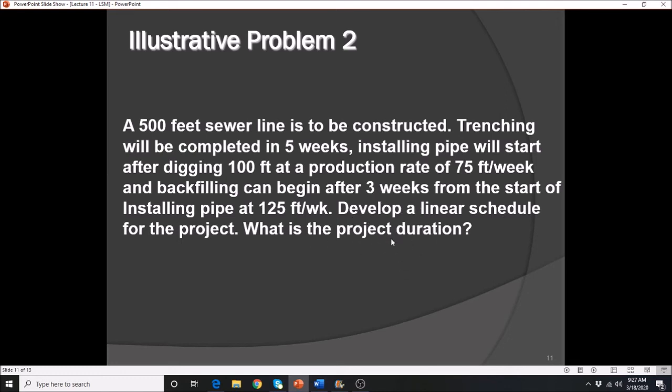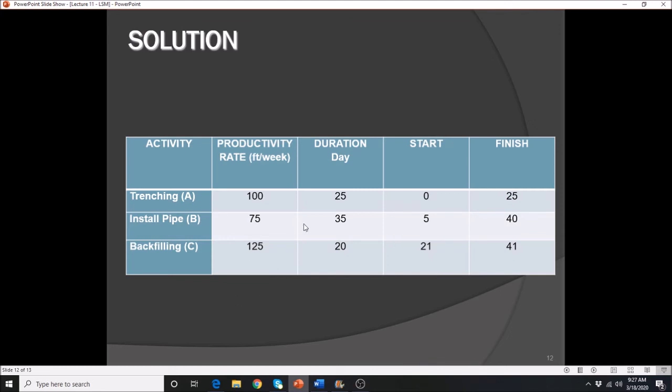Okay, of the project. Alright, so this is our table here. These are the productivity rates that are given. We are going to calculate all of these values. Alright, so let's take a look at the calculations here.